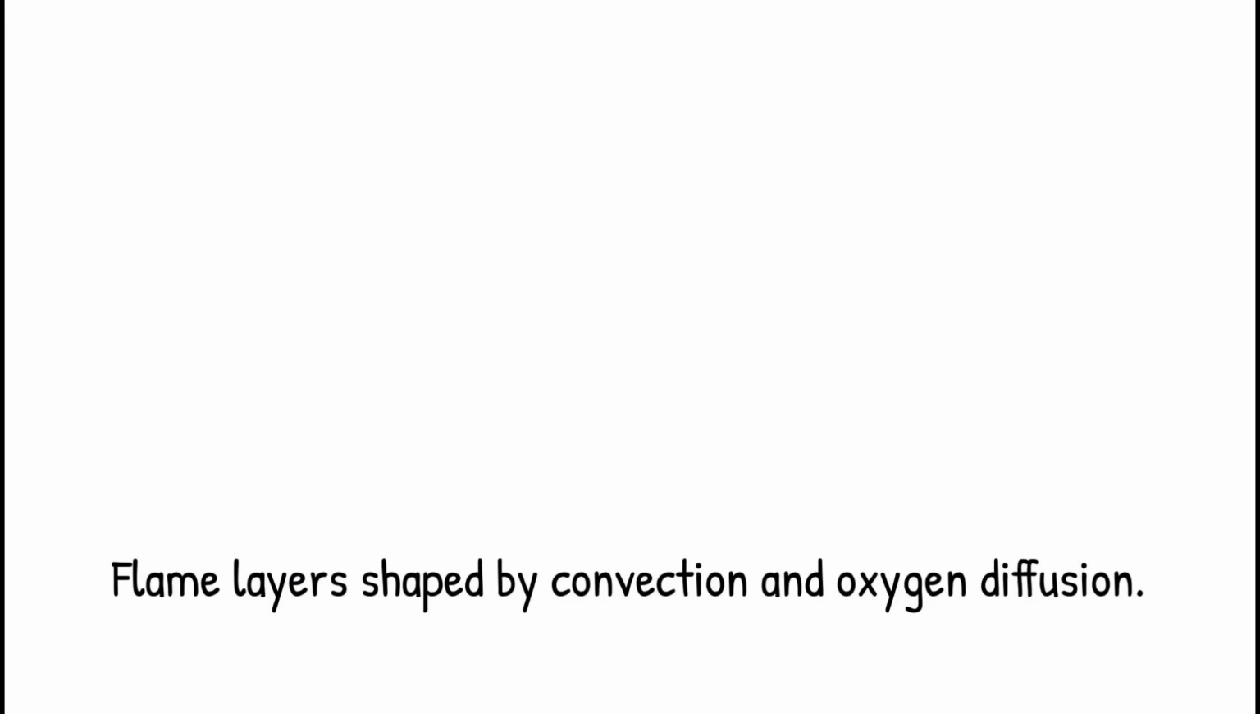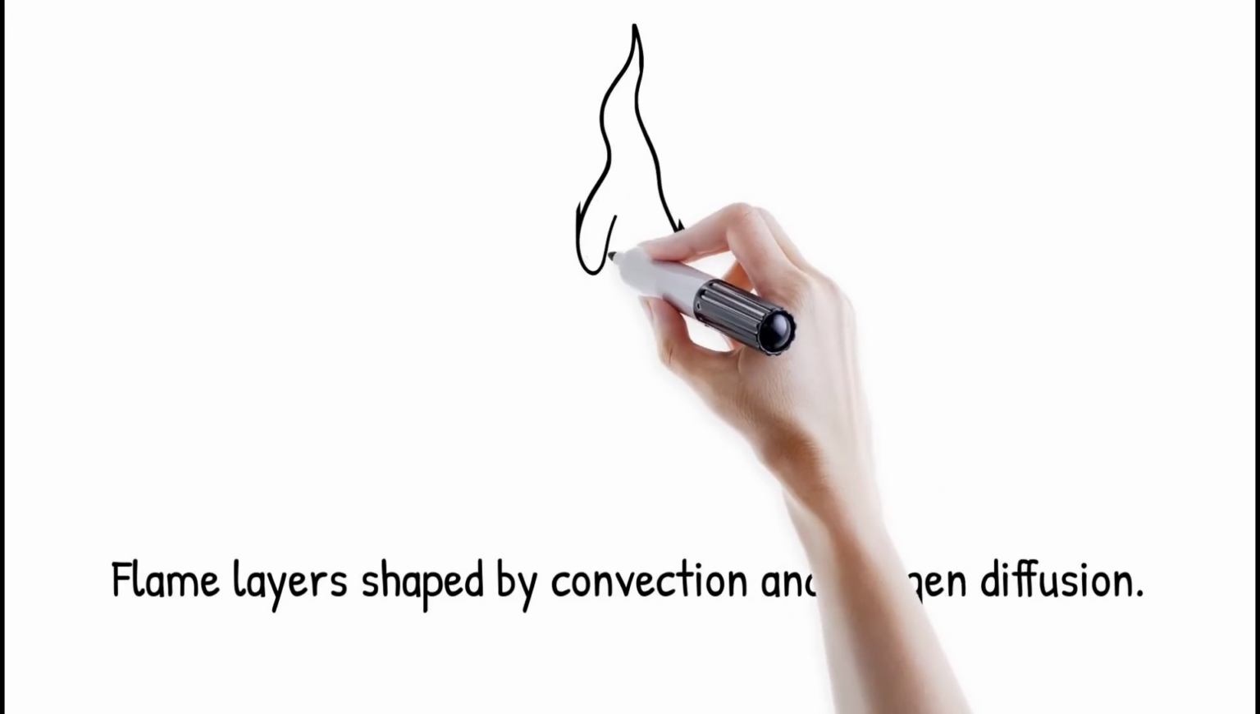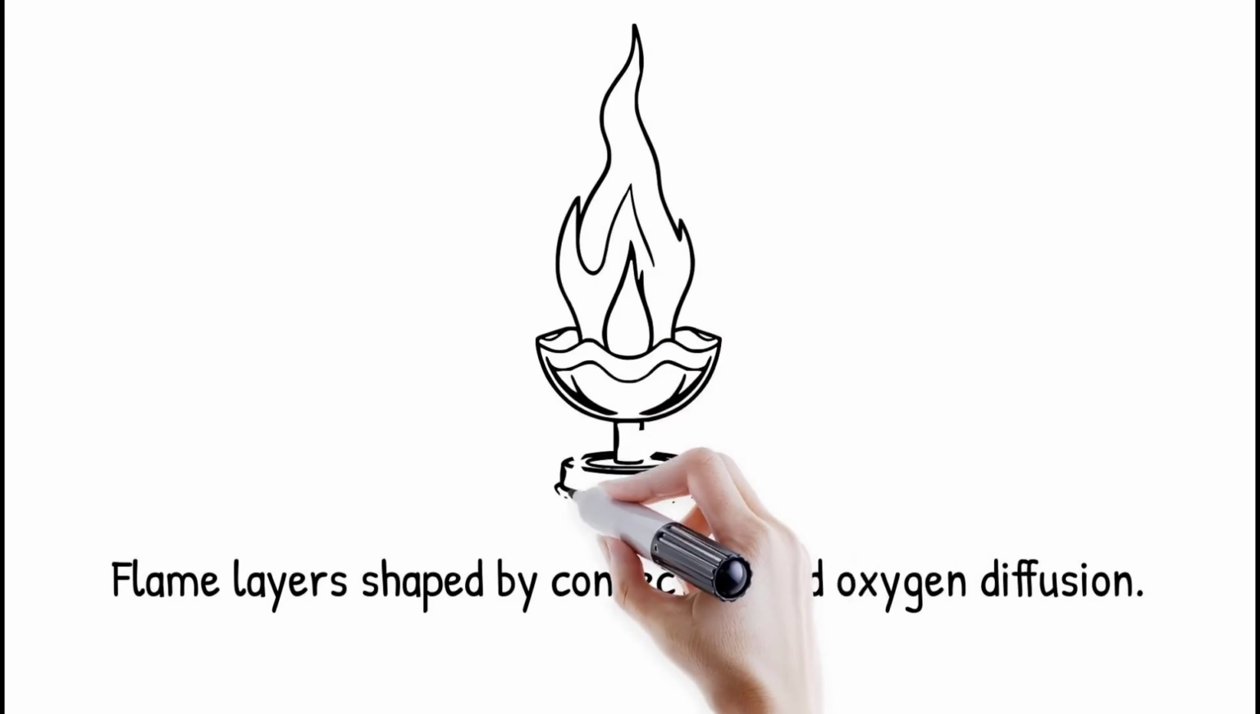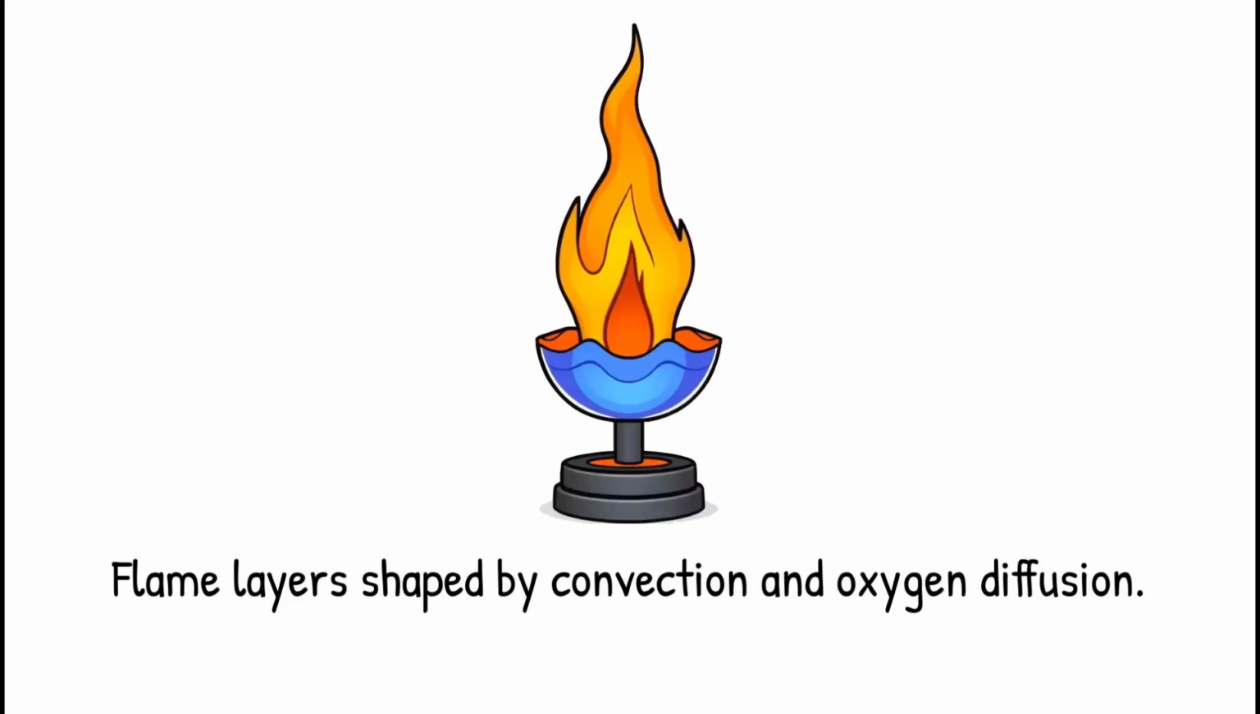The Bunsen burner flame has a blue inner cone and a nearly invisible outer cone. A flame structure is like the layers of an onion, each with its own role in the process.